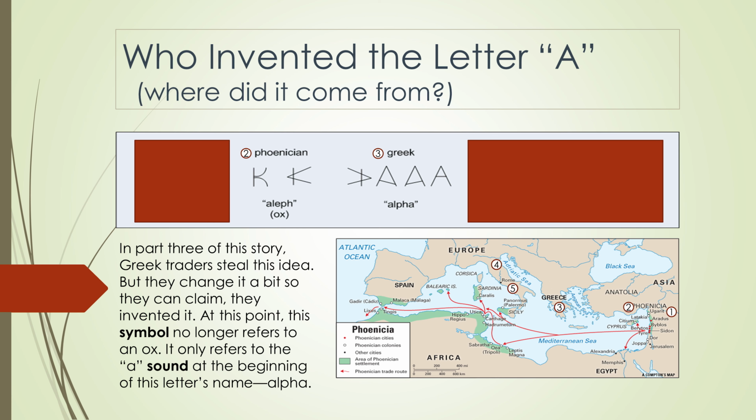Moving over to the Greek thing, there's no longer an association between those symbols, any of them, and a real world object. That's fallen by the wayside. It doesn't refer to an ox. What does it refer to? Well, instead of being a real world object, it now refers to a sound. Where did that come from? It comes from the beginning of the word alpha, and the symbol is now connected to a sound.